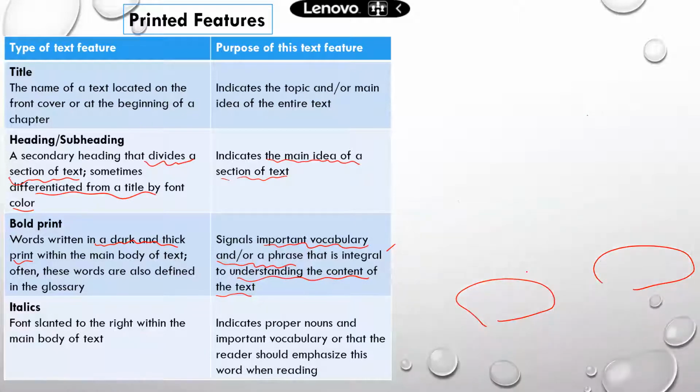Now, the last one is italics. Italics are fonts that are slanted to the right within the main body of text. And usually italics indicate proper nouns. If you guys remember proper nouns, it's either a person or location or an organization, right? Yellowstone National Park, that's a proper noun. Or the World Health Organization, that's a proper noun. So usually italics indicate proper nouns and important vocabulary that the reader should emphasize when reading.